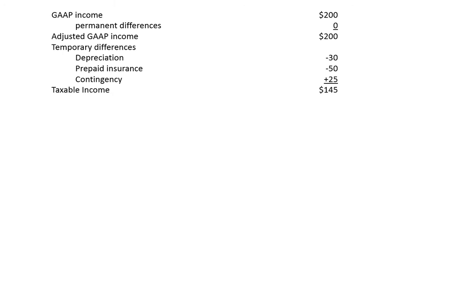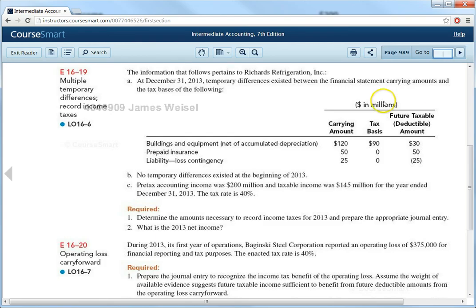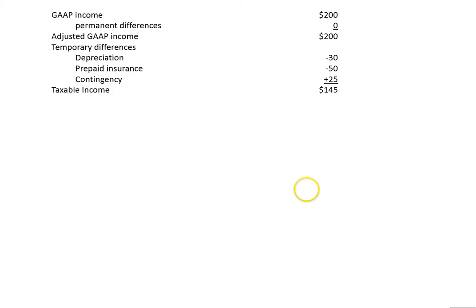That's where the $145 million of taxable income comes from. So we've got $200 million of adjusted GAAP income. We've got $80 million in deductions and a $25 million addition. That results in taxable income of $145 million. And so now we can move on to the journal entry. All we need is the tax rate. The tax rate in this particular problem is 40%. And so we can deal with the journal entry.